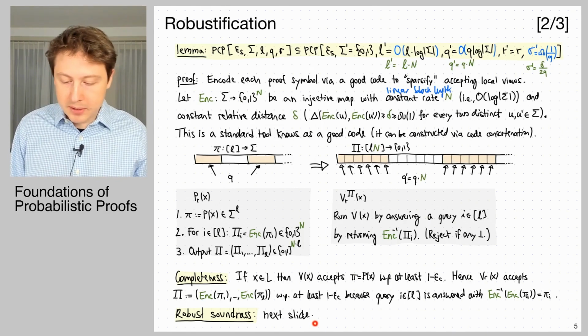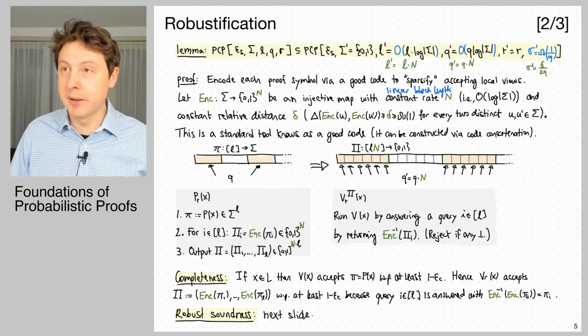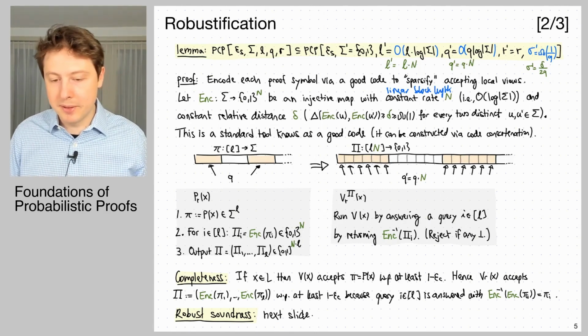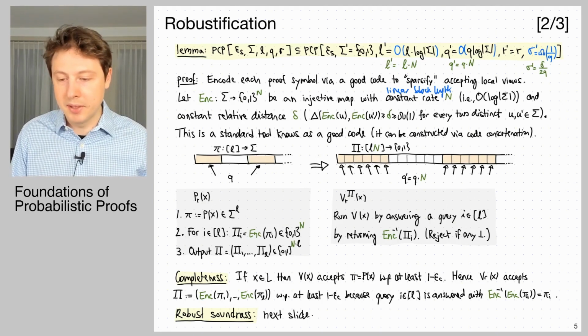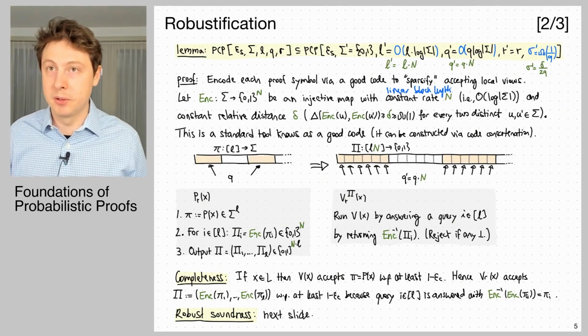So for robust soundness, that's not one line. I'll need one slide for that. Okay? And we're going to discuss robust soundness in a moment, but are there questions about syntactically what we're doing, or what is a code, those types of things?